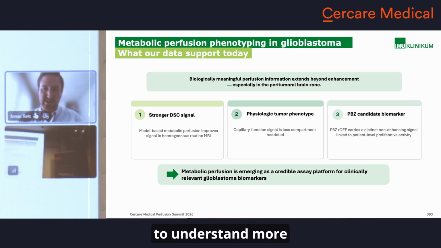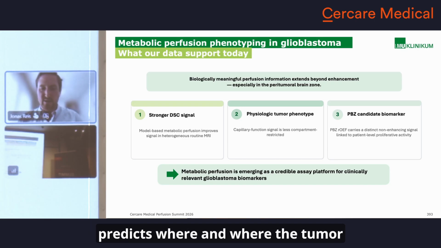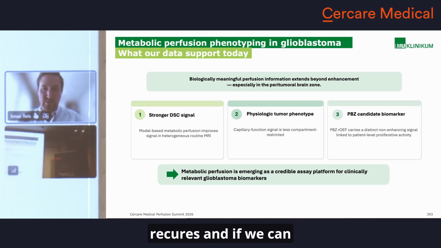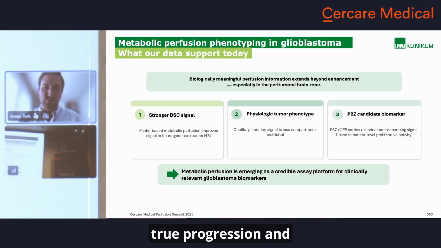We need to understand more precisely what this signal represents in the tissue and whether it predicts where the tumor recurs, and if we can meaningfully differentiate pseudo versus true progression. And that's it for now. Thank you.